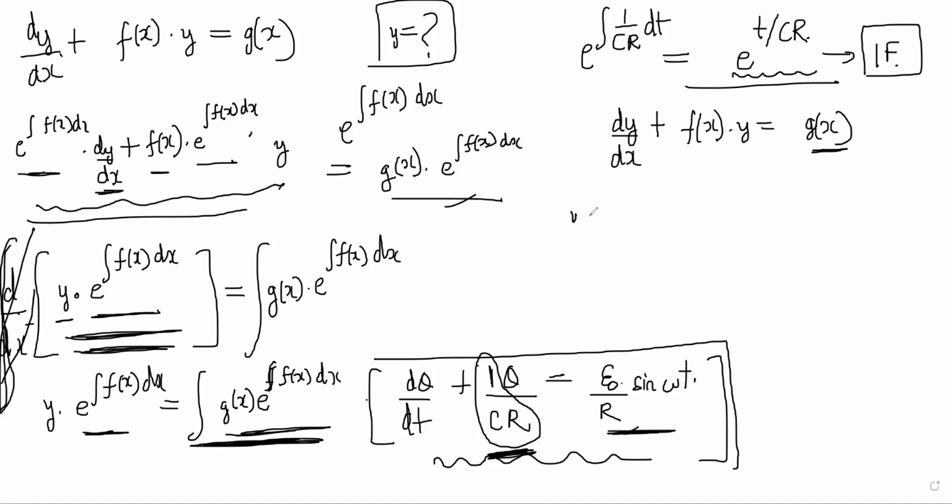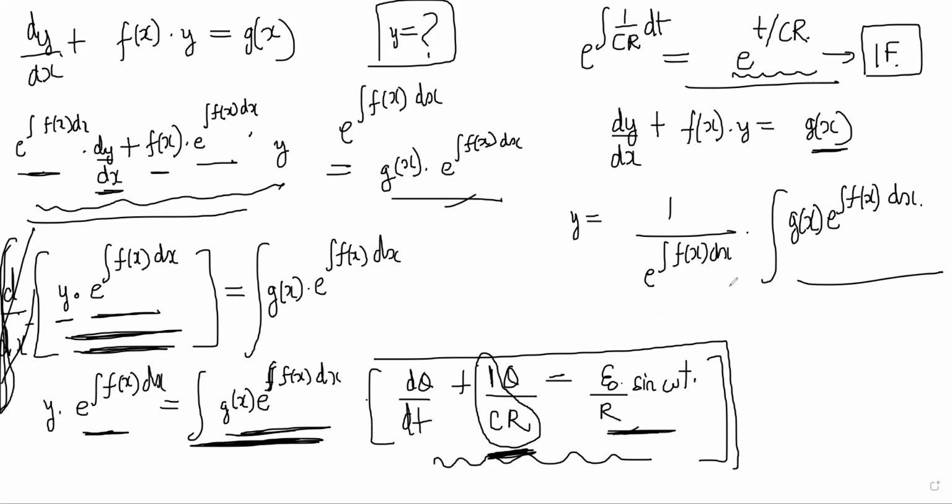So you'll just say y is equal to 1 by e power integral f(x) dx, multiplied by the integral of g(x) into e power integral f(x) dx. If you can solve this integral, you get the answer for y. So that is the standard method to solve these types of equations.